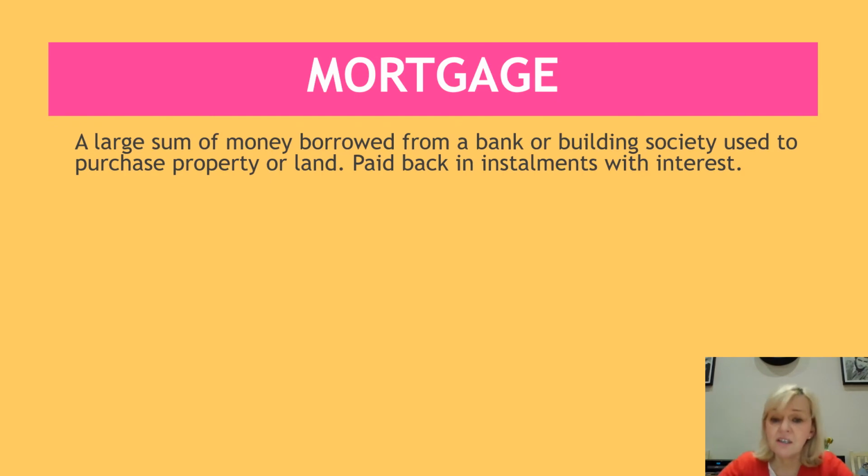A mortgage is similar to a bank loan in that you borrow money from usually a bank or a building society and pay it back in instalments. What makes a mortgage different is it is a loan designed specifically for property or buying land, and it's usually over a very long period of time, for example 20, 30 years.